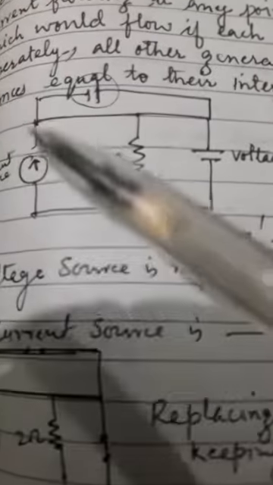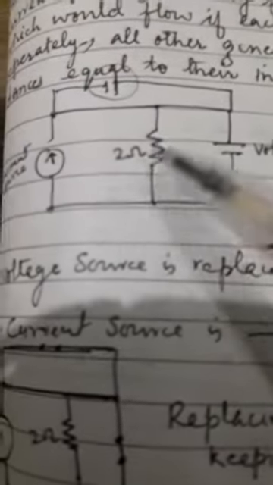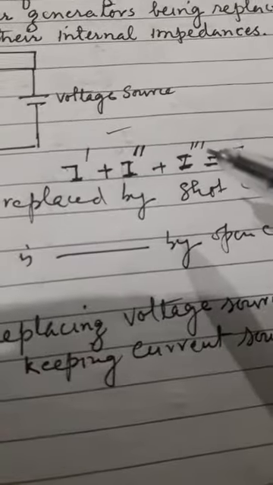Similarly, when you go through this current source, you have to replace the current source by its internal resistance, and you have to show it as an open circuit like this, with 2 dots. You have to show it here with 2 dots. Then you have to calculate the current flowing through this 2 ohm resistance, that you will name as I triple dash.